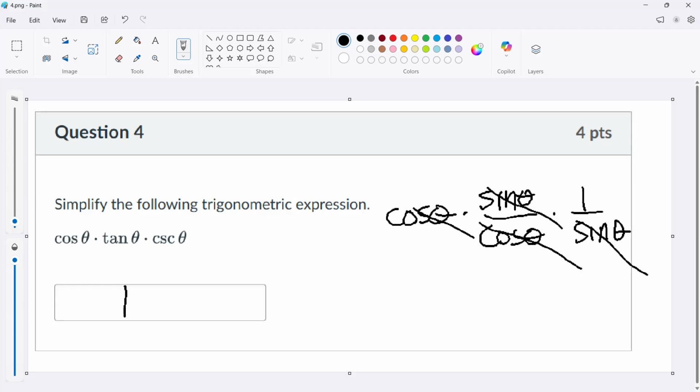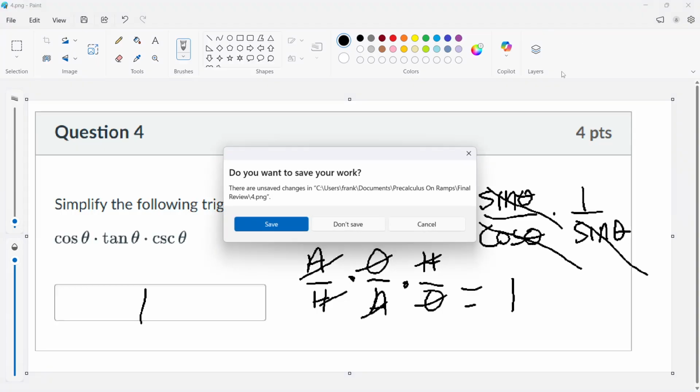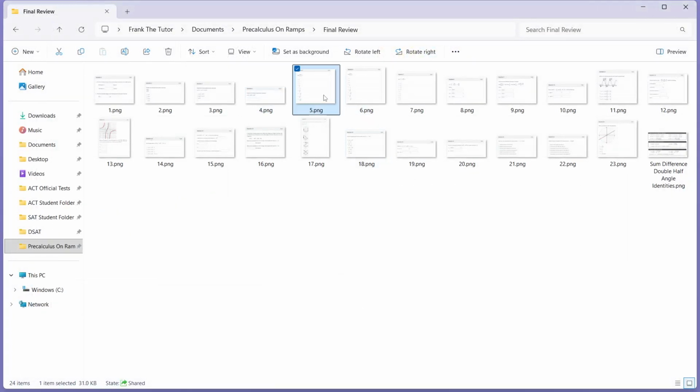I can also do this. Cosine is opposite over hypotenuse. No, it's not. Cosine is adjacent over hypotenuse times opposite over adjacent times cosecant is the inverse of sine, so it's hypotenuse over opposite. And look at the hypotenuses cancel, the adjacents cancel, the opposites cancel, all that's left is 1. So question 4 is 1.